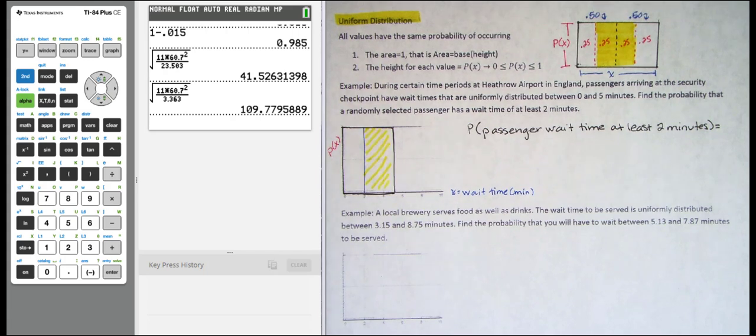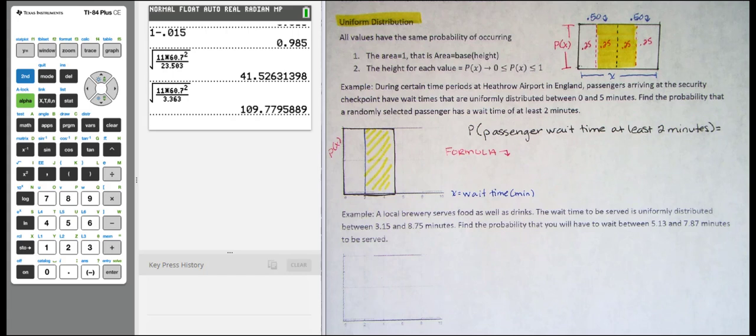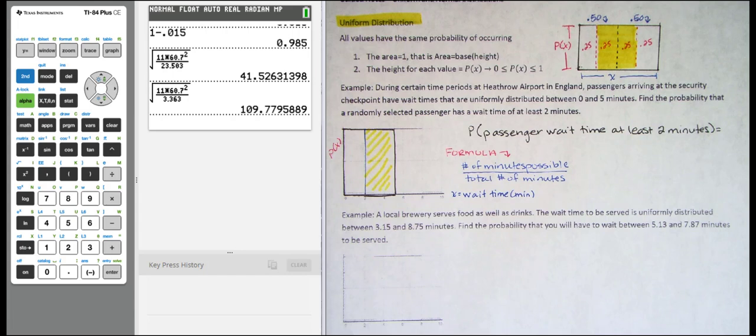Remember that probability relates to area when we're working with uniform distribution. So at least 2 minutes means between 2 and 5 minutes, and we're looking for the probability, or the area, of that section within this 0 to 5 minute time block. The formula for finding this value is actually pretty simple. We are looking for the value of the portion that is shaded out of the total. In this particular case, that's going to be the number of minutes possible, or the at least 2 minutes, out of the total number of minutes.